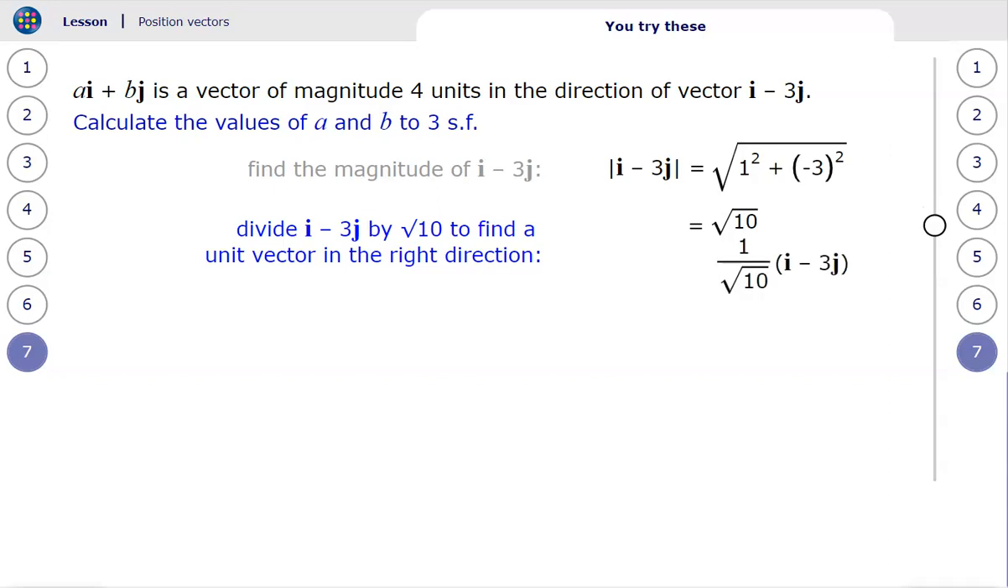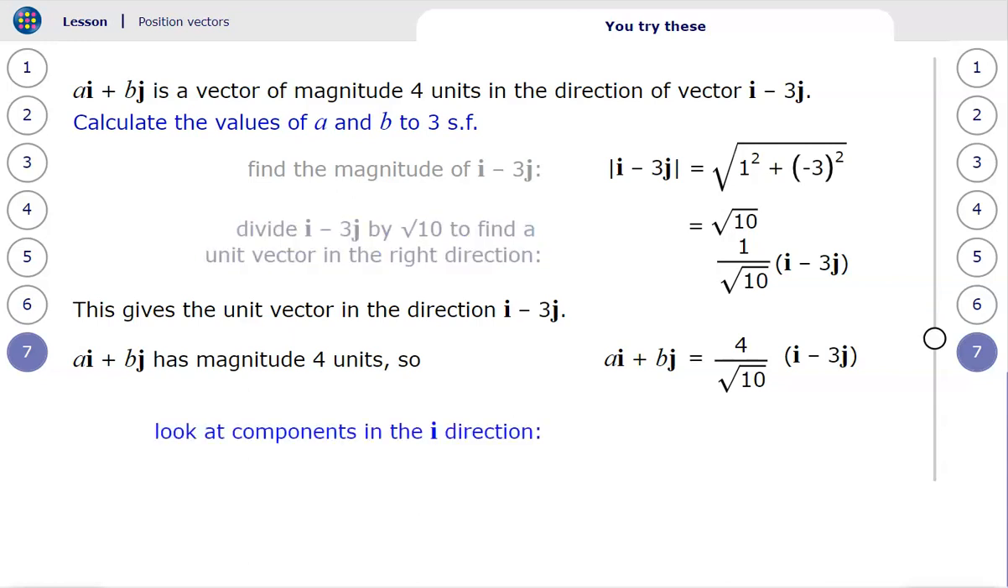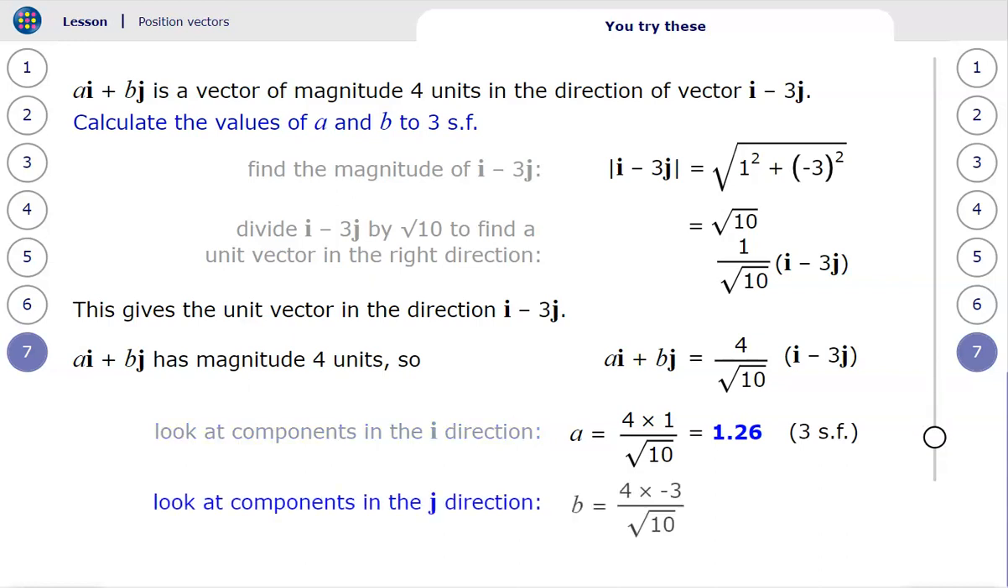Here is the unit vector of that direction vector i minus 3j. We know that it has magnitude of 4, and so we can pick up that ai plus bj is going to be 4 over root 10 times (i minus 3j). If we look at the horizontal components, we'll come up with that number. If we look at the vertical components, we're going to come up with this number. And so we get the values for a and b.